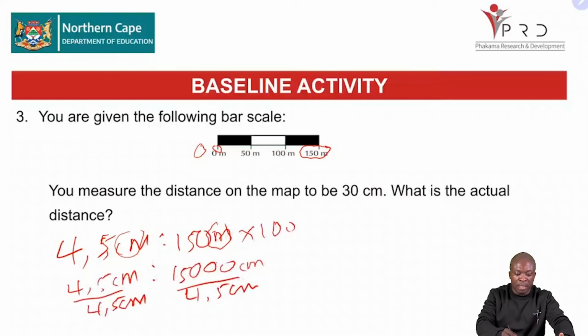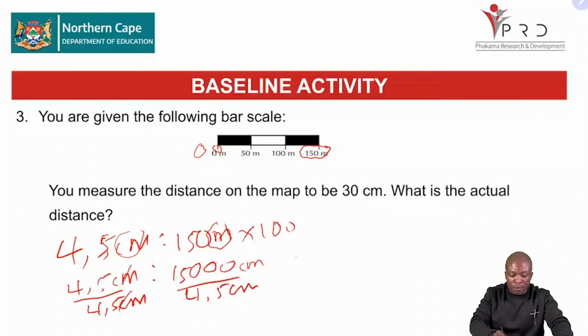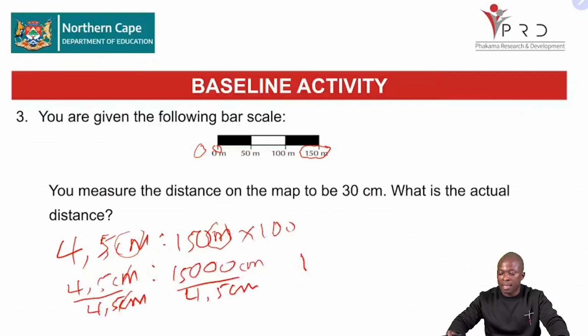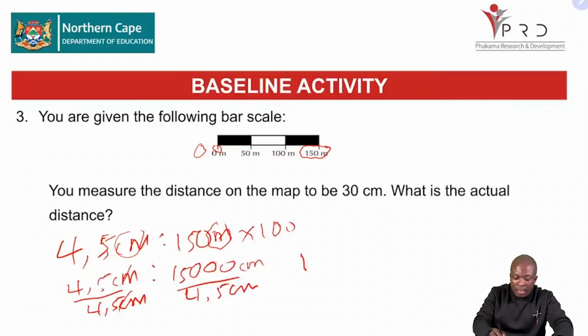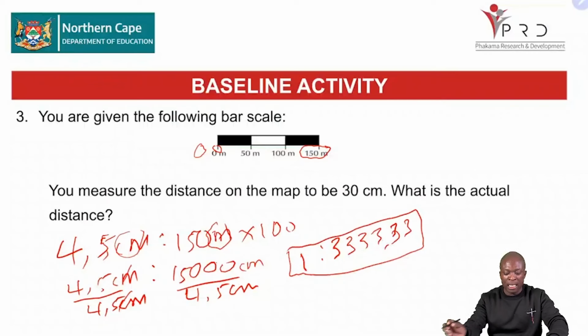So you realize that the 4.5 divided by 4.5 will end up giving you 1. Then we now have 15,000 divided by 4.5 centimeters. So you quickly take your calculator, 15,000 divided by 4.5, and that should give you 3,333.33. So now you have gotten your scale.